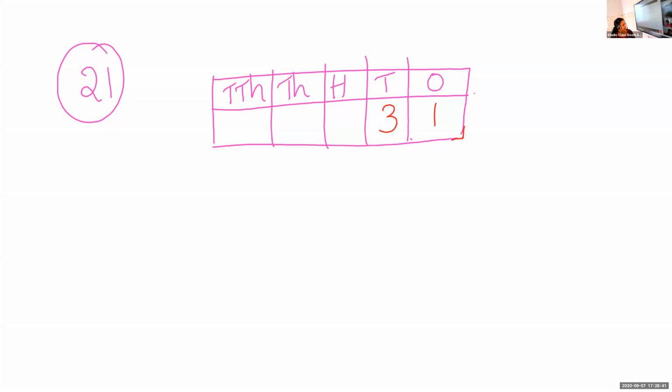Okay. Now, Nasriya, continue. Hundreds digit. What is written about the hundreds digit? My hundreds digit is 2 times my tens digit. Tens digit is 3. 2 into 3. 2 times the tens digit. 2 into 3. Nasriya, 2 into 3? 6. So I got my hundreds digit.